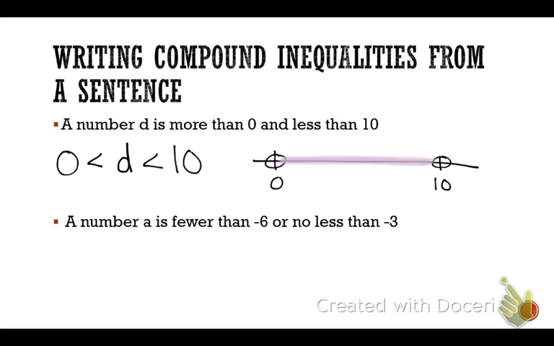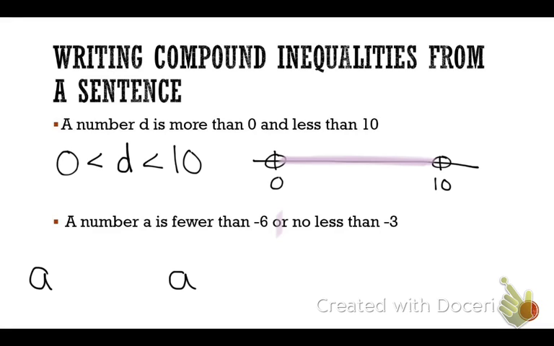A number A is fewer than -6 or no less than -3. You see that key word there, the "or"? Okay, so right there, it's going to split the statement. This is an "or" statement, where as soon as I see that, I know that A is going to be written in two separate inequalities. You can go ahead and write two A's.